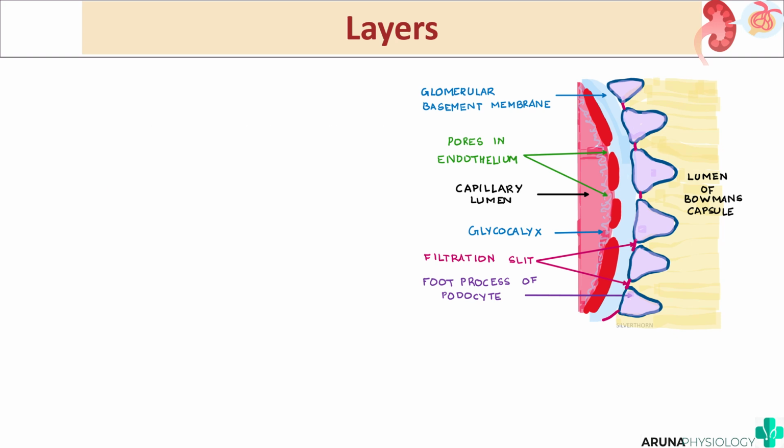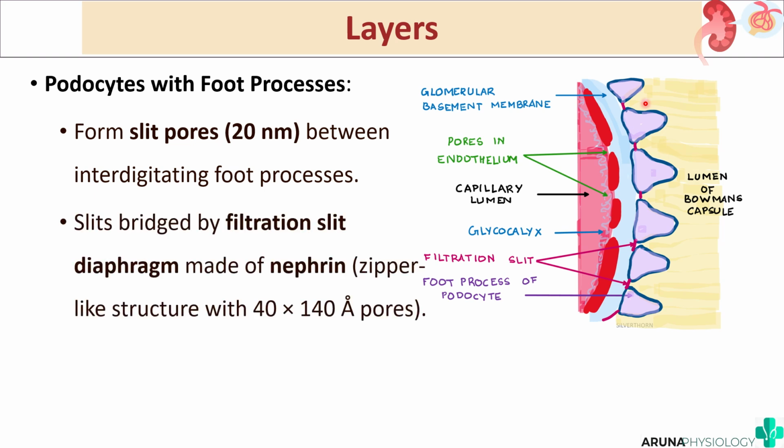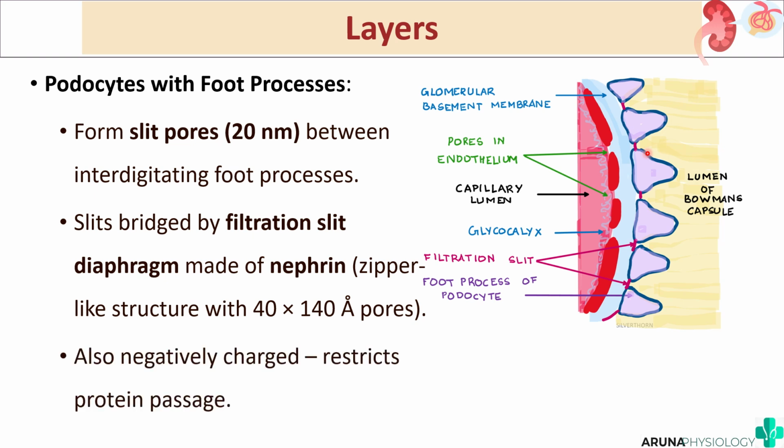And finally, the last layer, that is a podocyte with foot processes, they also have these filtration slits. So these slits are around 20 nanometers, present between the foot processes, and the slits are bridged by a protein called nephrin. Okay, so this is basically a zipper-like structure with around 40 to 140 angstrom pores. So basically these filtration slits are made of nephrin, which is a very important protein, and this is also negatively charged, which restricts the protein passage.